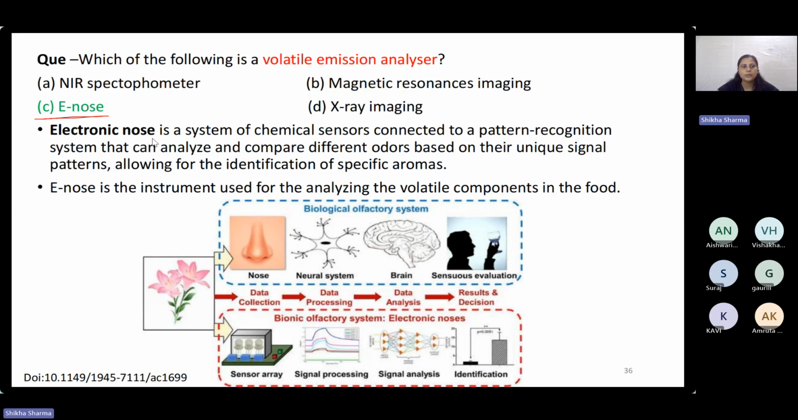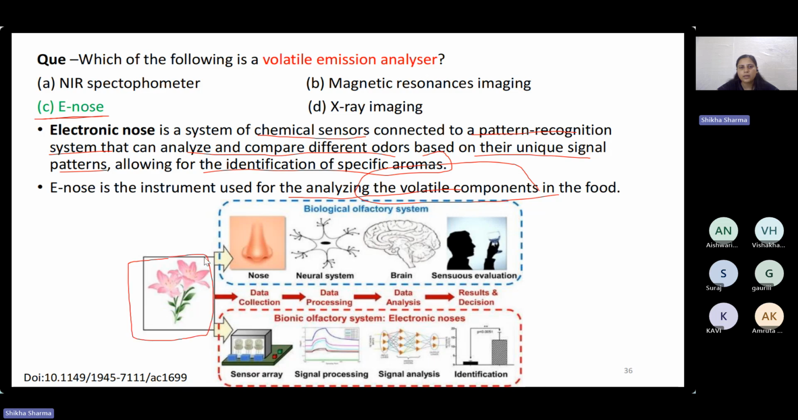So what happens? Electronic nose, basically, is a system of chemical sensors which are connected to a pattern recognition system. So that can analyze and compare different odors based on their unique signal patterns, and that's why identification of specific aroma can be done. This electronic nose will be used to analyze the volatile compounds or the aroma compounds in the food products. So let's take one example. Suppose this is a flour or some food product, anything.